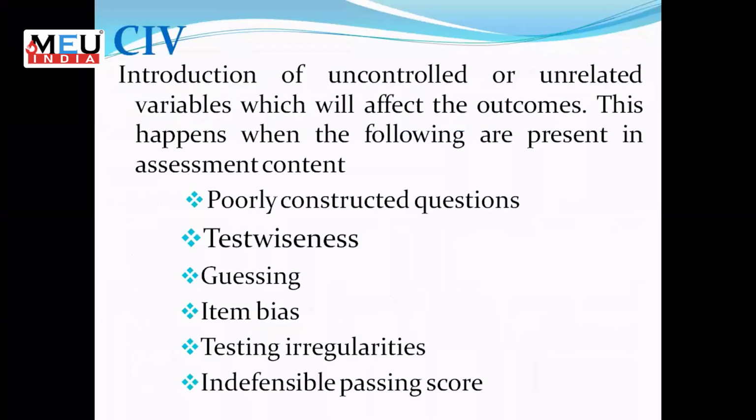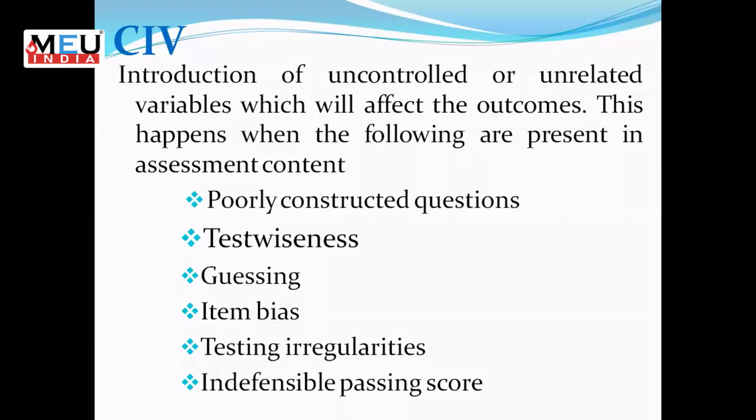And construct irrelevant variance: that means uncontrolled or unrelated variables which will affect the outcomes. This happens when the following are present in the assessment content: poorly constructed questions, test-wiseness, guessing, item bias, testing irregularities, and an indefensible passing score.